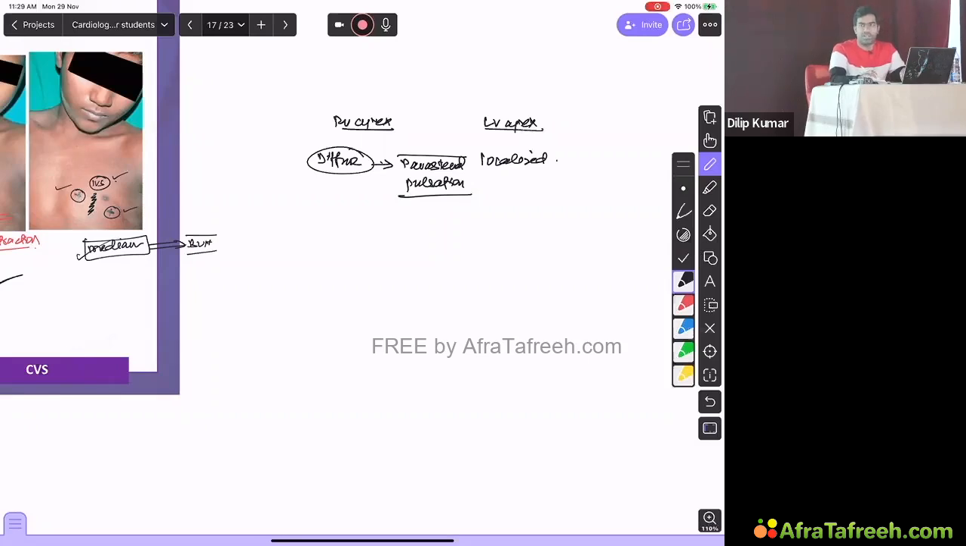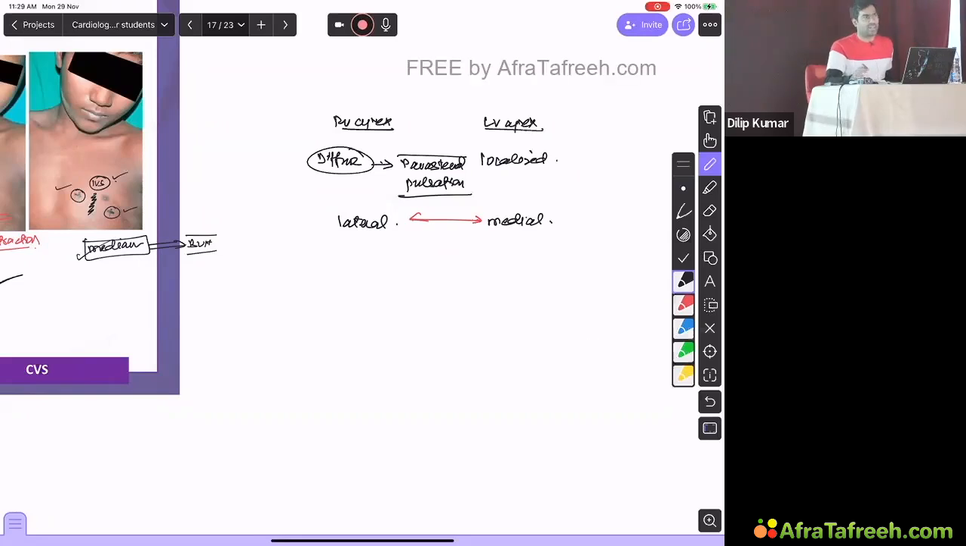What type of retraction you will see in the LV apex? Medial retraction. Whereas in RV apex, you will see lateral retraction. And these kinds of retractions are best appreciated in what position? Supine or left lateral position? Obviously left lateral position. That is why in any pathological states, examine the patient in left lateral decubitus position. Never examine in supine position.